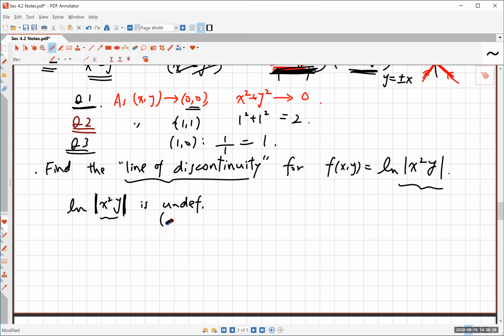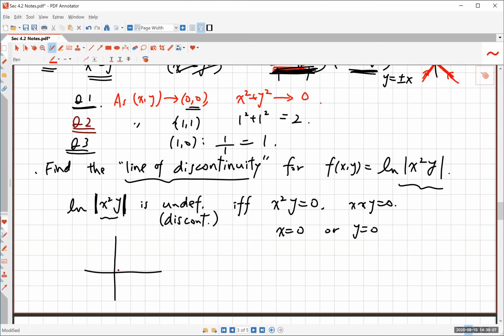Remember, the log function, including the natural log, ln, is continuous wherever it is defined. So the only discontinuity this has is where this is not defined. So ln of this is undefined, and therefore discontinuous, if and only if x squared y is equal to 0. Okay, so where is that? That's x squared y equal to 0, right? And so this means either x is 0 or y is 0. So in this case, the lines of discontinuity will be 2 lines where y is equal to 0 and x is equal to 0.